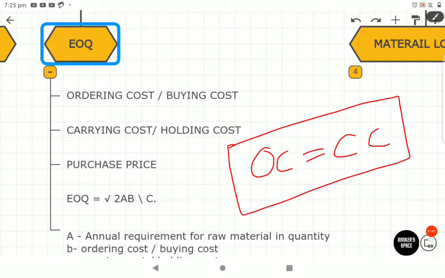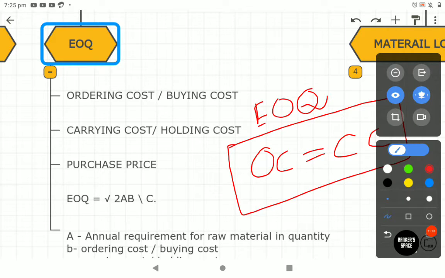They formulated a point which is called EOQ. Understood? So if you order at the EOQ quantity, economic ordering quantity, it is assured that your ordering cost will be equal to your carrying cost. With this intention only, they brought about the economic ordering quantity concept. Okay, very clear? Yes.